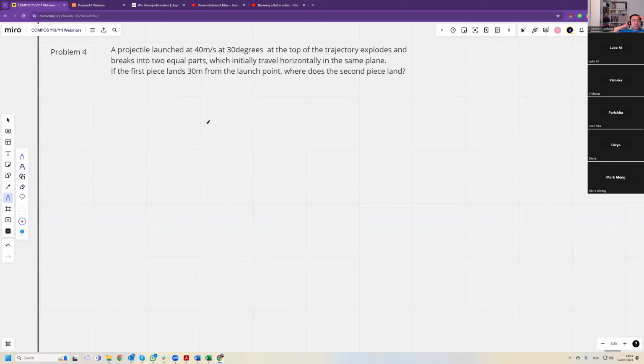Problem 4. A projectile launched at 40 meters per second at 30 degrees, at the top of the trajectory, explodes and breaks into 2 equal parts, which initially travel horizontally in the same plane. The first piece lands 30 meters from the launch point. Where does the second piece land?